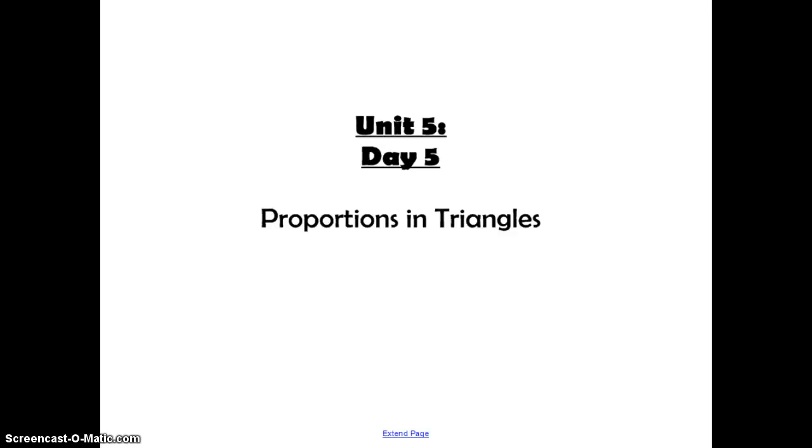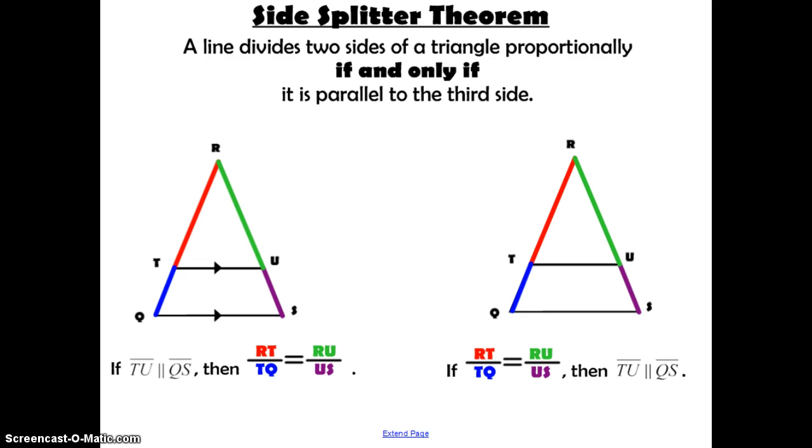Unit 5, Day 5, Proportions in Triangles. The side-splitter theorem states that a line divides two sides of a triangle proportionally if and only if it is parallel to the third side. So this theorem is given as a biconditional, which means that the conditional statement and the converse are both true.